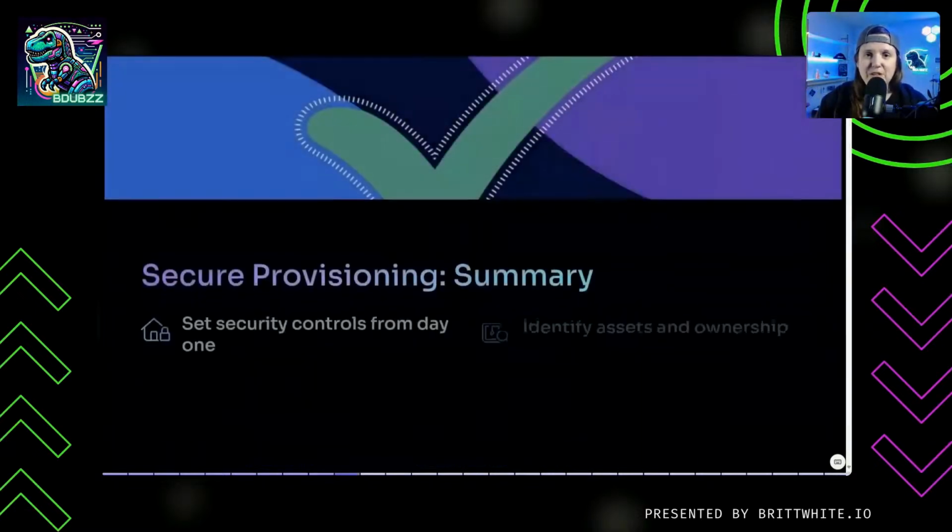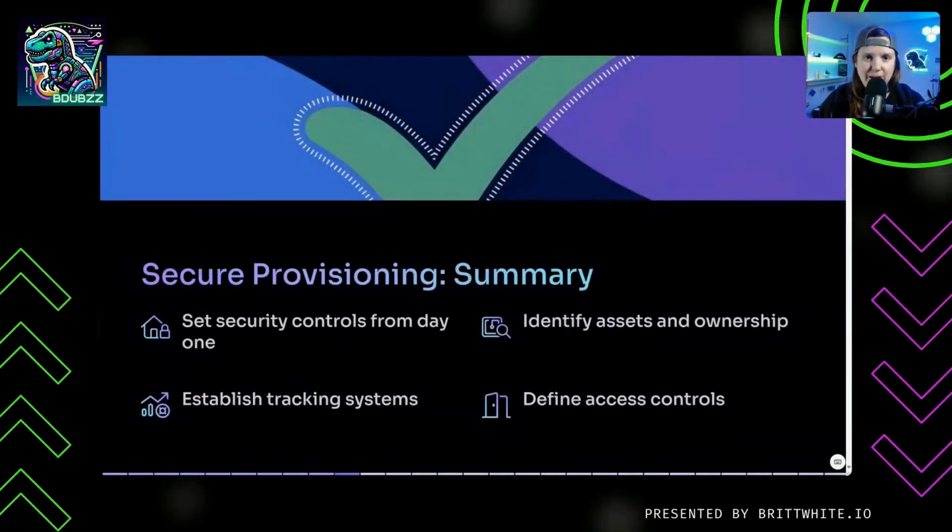So let's wrap up what we've learned about Objective 2.3. Think of secure provisioning as setting up your security game plan right from the start. It's like when you're moving into a new house. You want to know exactly what you have, who's responsible for what, how you're going to keep track of everything, and who gets access to which areas. By getting all of this sorted out from day one, you're preventing headaches down the road. This proactive approach is exactly what makes secure provisioning so effective.